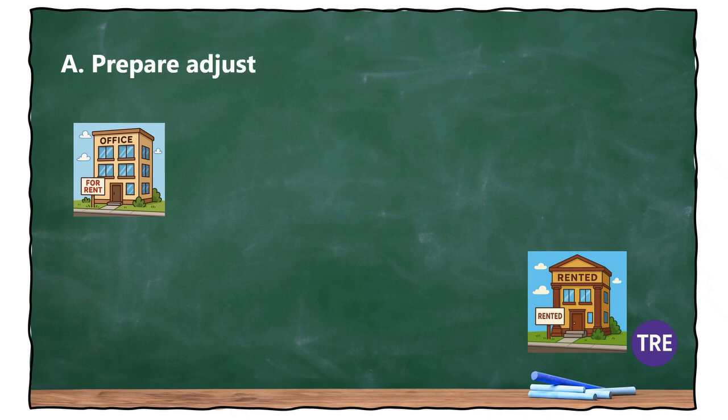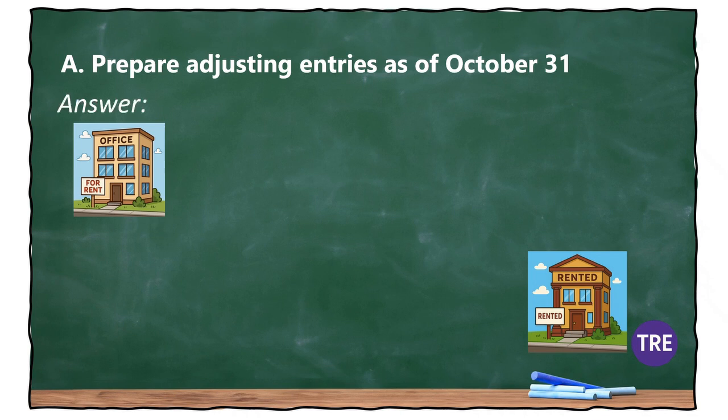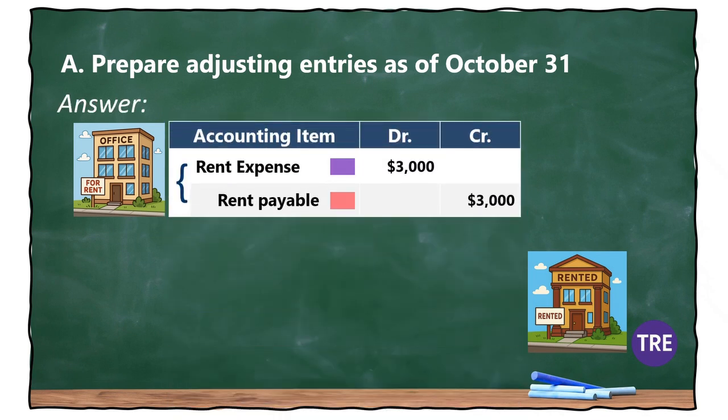First, let's look at adjusting entries for Costco's rent transactions as of October 31. In Case A, Costco is the tenant. It rents an office building for $3,000 a month. Since October's rent wasn't paid on time, we need to record an accrued rent expense. The adjusting entry is debit rent expense $3,000 and credit rent payable $3,000.